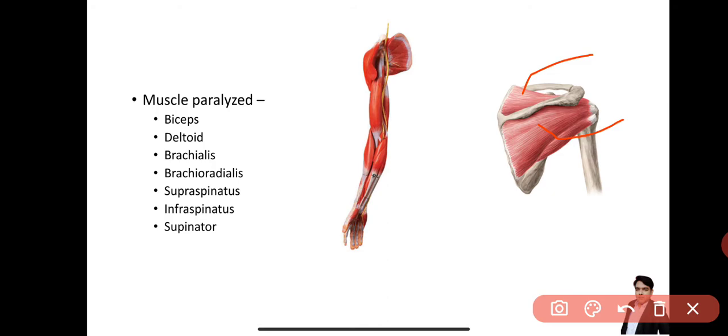And supinator muscle is present deep in the cubital fossa here.